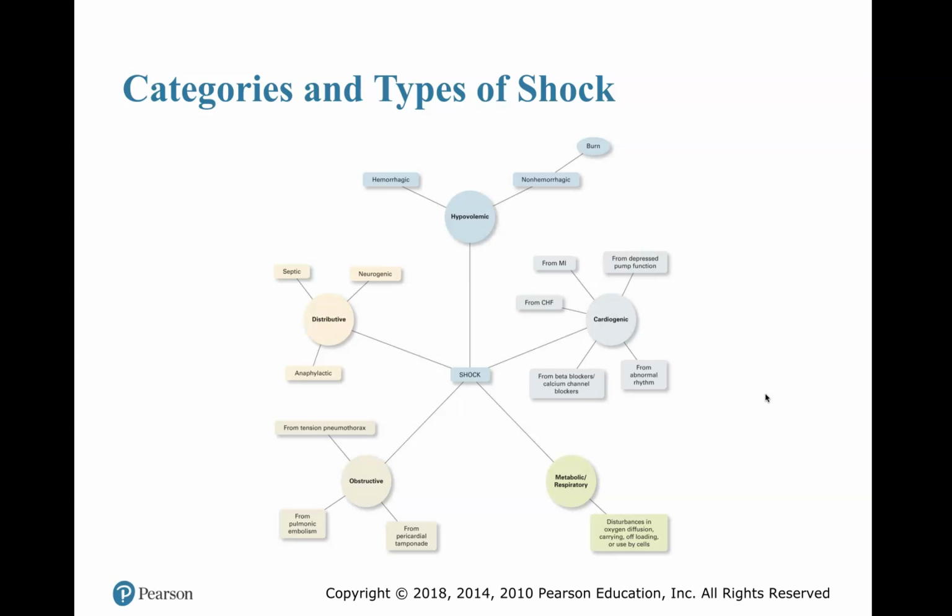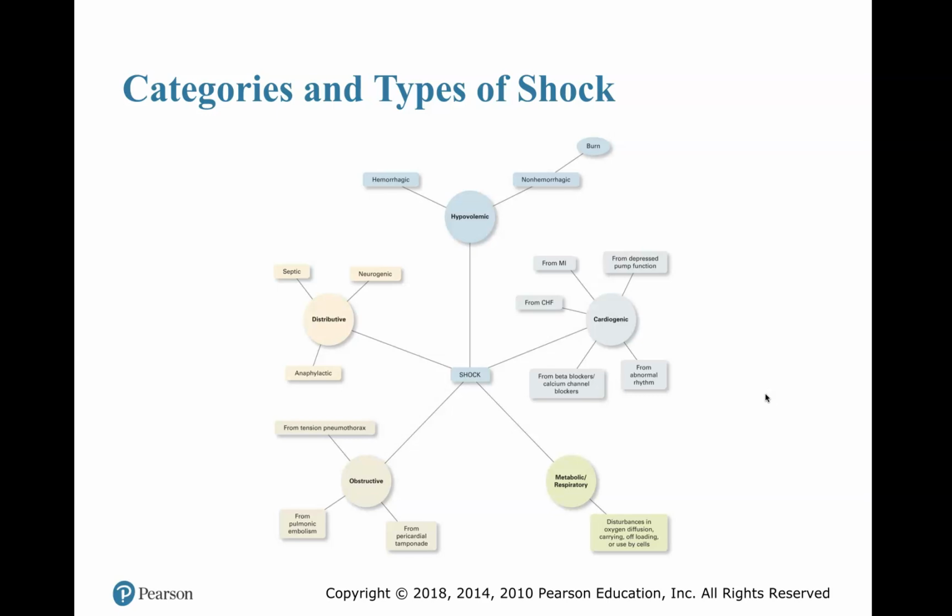You see, hypovolemic shock can be hemorrhagic or non-hemorrhagic, which would be a burn. You can see how it goes off of there. So shock is in the middle, and it gives you the 5 different ones. So we'll start with hypovolemic. It can be from hemorrhagic, or non-hemorrhagic, which would be consistent with a burn.